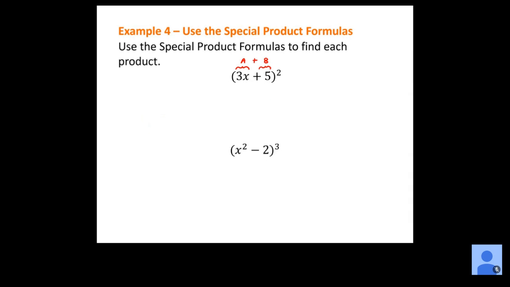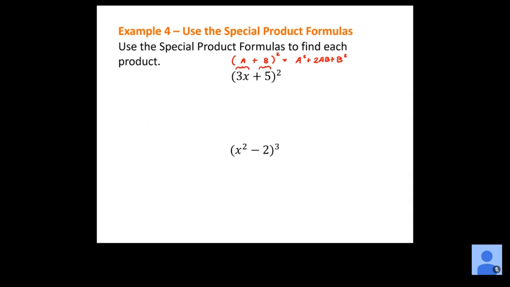And notice we're adding, so this is an a plus b quantity squared formula that we're using. So if we look back at our notes, that said that we're going to have a squared plus 2ab plus b squared.